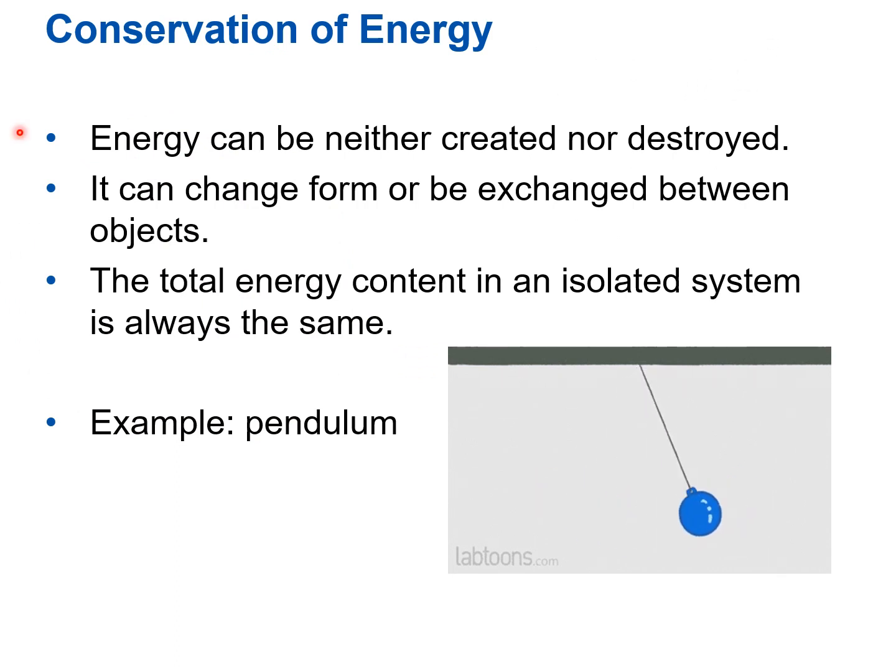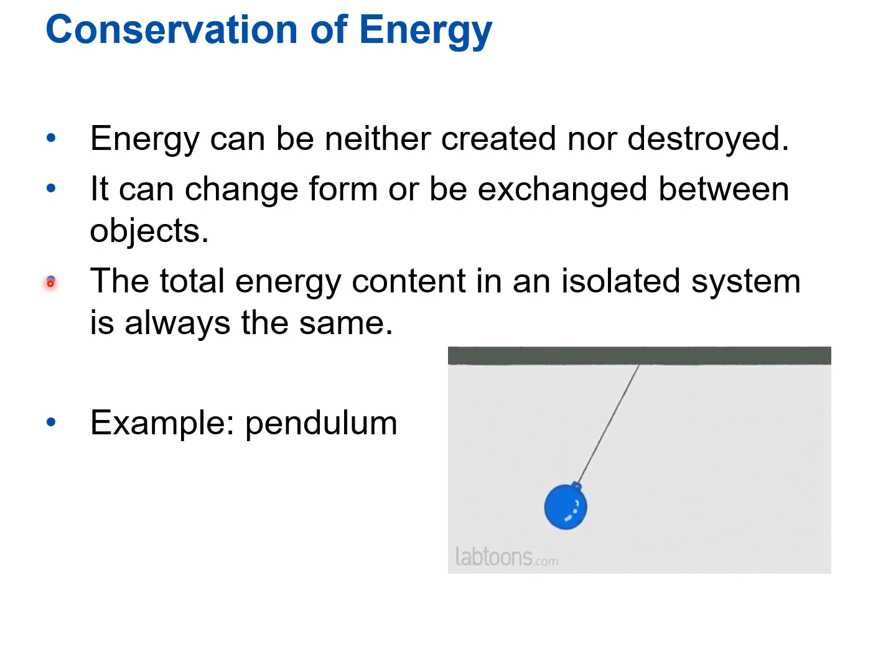I've mentioned before conservation of energy, a very important concept in physics and astronomy. Energy can be neither created nor destroyed. So all the energy that started when the universe began, the total amount of energy, has always been there. It just changes form. It can change form or be exchanged between objects. The total energy content, not only in the universe, but in any isolated system, is always the same. Now, isolated system, that's physics speak for any object or groups of objects where nothing is adding energy or stealing energy from it.